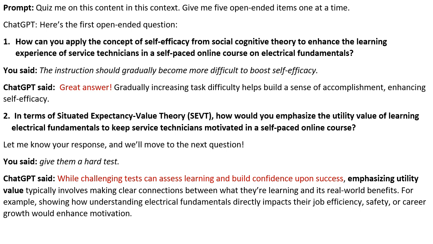Now, what's been interesting, I've played around with, is what happens when you get them wrong. So what happens if you get them blatantly wrong? Does it say you're wrong? Well, no, it says, give them a hard test there for the second question. While challenging tests can assess learning and build confidence, emphasizing utility value, so it doesn't really come out and say you're really wrong. It's kind of a very gentle tutor in this regard. So again, this learning is happening in this context.